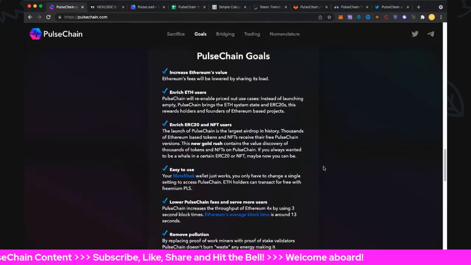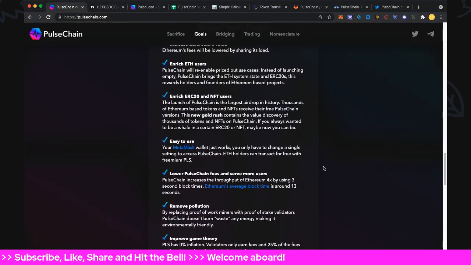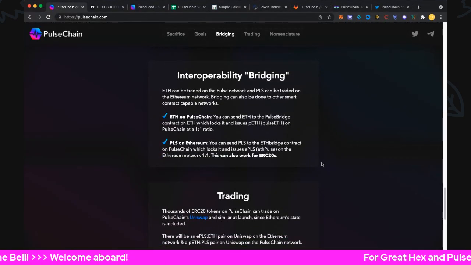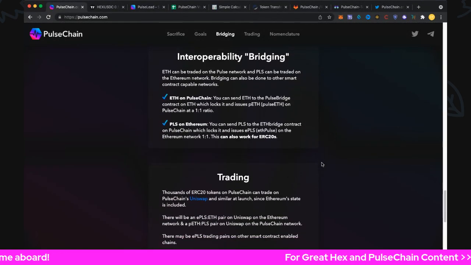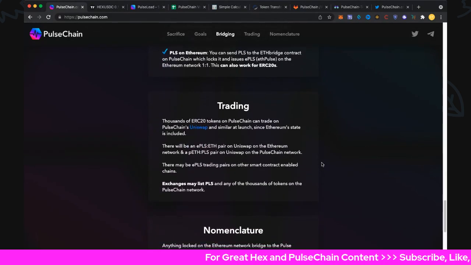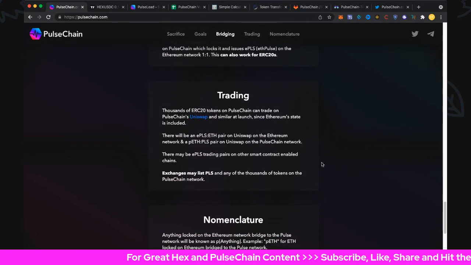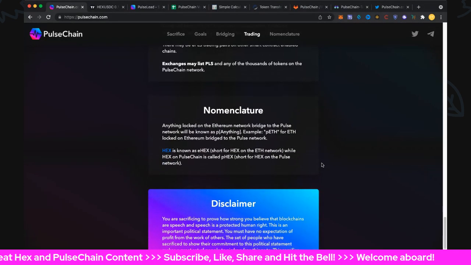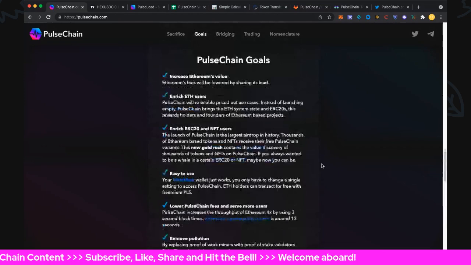Of course, here are all the key details about PulseChain, and we've gone through those many times, including hopefully the bridge and the MVP, or the minimum viable product, when PulseChain launches. Trading, of course, will be there with a Uniswap version and hopefully a SushiSwap as well, potentially. And there's the explanation. So pretty cool.